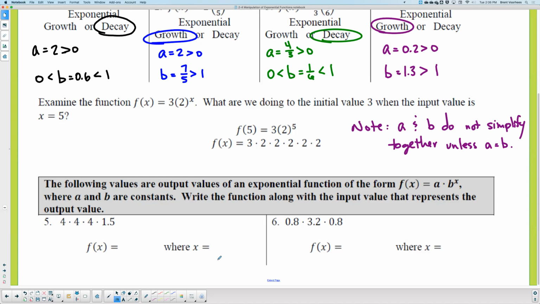All right, the next one, let's just simplify this. We have 4 times 4 times 4 times 1.5. Which value is a? What do you think is a in this scenario? Okay, what made you say 1.5 is the a? It's not repeating. Okay, so that would be the a value. It's 1.5. And the repeating value is your base. My base is 4. And put an x here.